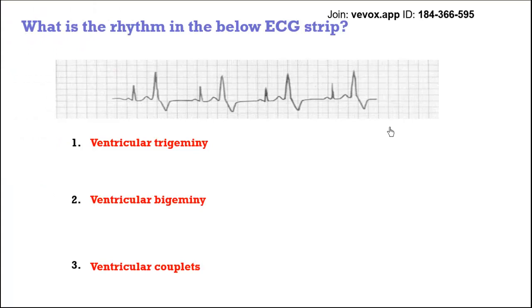So, now we have multiple premature ventricular beats, but it has a rule here. One normal, one PVC. One normal, one PVC. So, choose the answer. Is it couplet, two together, married? Is it one and one, bigeminy, or every two, trigeminy? So you have the answer.